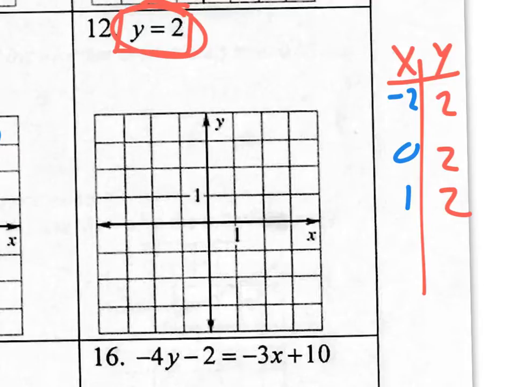So if you did go to the coordinate negative 2, 2, negative 2, 2 is right here. If you did go to the coordinate 0, 2, 0, 2 is right here. If you did go to the coordinate 1, 2, 1, 2 is right there. What kind of line do you have? Horizontal. So you just draw it, you're done.